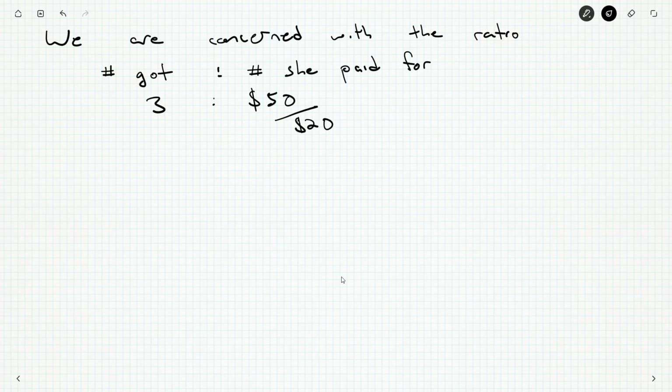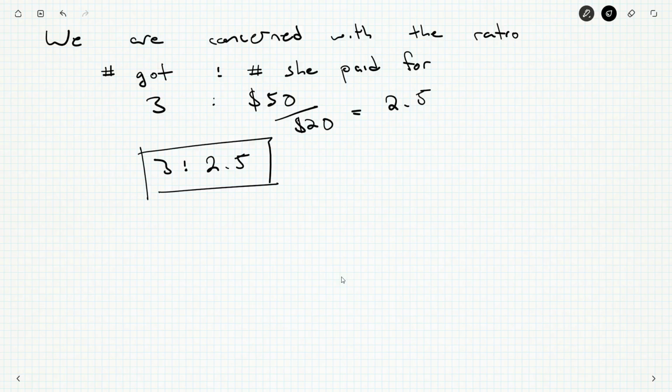So what we're going to do is get something like 3 to something, and we're going to change that so that it looks like a 5 to 4, or a 6 to 5, or maybe it's 2 to 1. I have no idea. It all depends on what this value turns out to be. But how many should she have gotten? Well, each one costs $20, so $50 would have bought 2.5. Now this is the actual ratio. She got 3, but she paid enough for 2.5. That's the deal she's got.